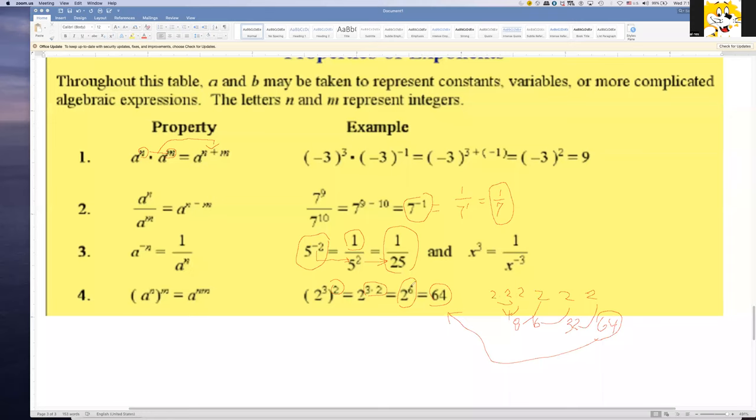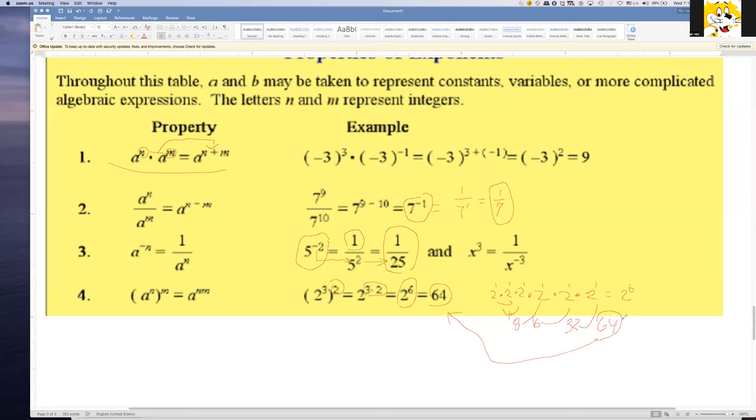How many 2s do I have here? I have 2 to the 1, 2 to the 1, 2 to the 1, 2 to the 1, 2 to the 1, 2 to the 1. How many 1s do I have? I have 1, 2, 3, 4, 5, 6. So this is equal to 2 to the 6. Right? That's because I'm multiplying them. There's a multiplication sign here, here, here, here, and here. And what does the first property say? Whenever I'm multiplying, I'm adding the exponents. So 2 to the 6.